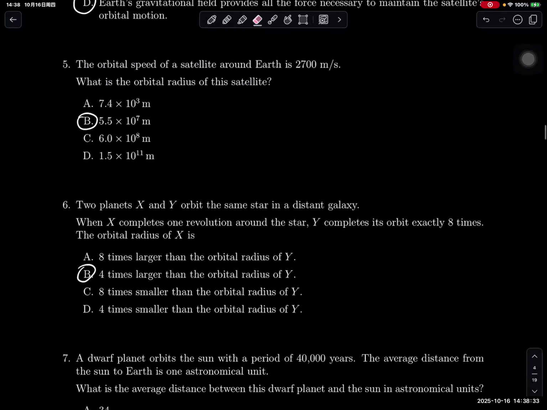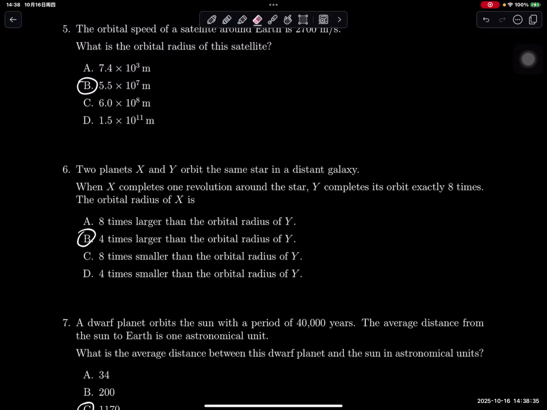Question 6: two planets, X and Y, orbit the same star in a distant galaxy. When X completes one revolution, Y completes exactly 8. So this question uses the very nice result that we discussed during the lecture. If you know it, this is actually Kepler's third law. If you don't know it, it was the r cubed to T squared equation. If you're not familiar with it, it's okay because this will be extensively revised in the next part of this topic.